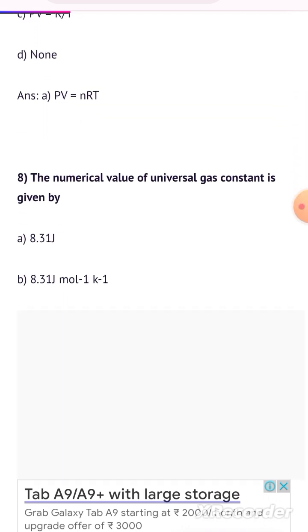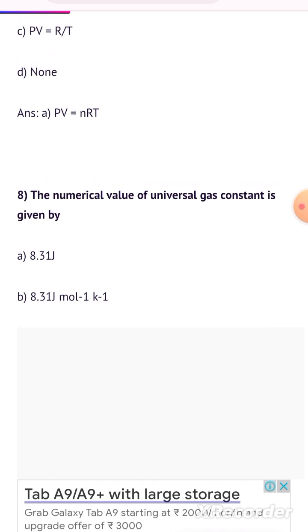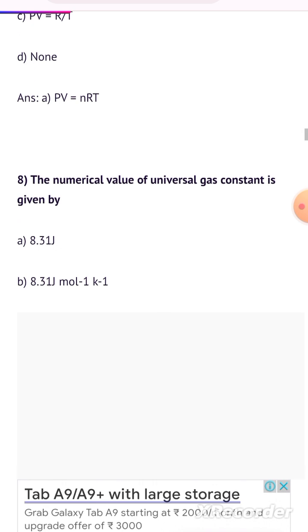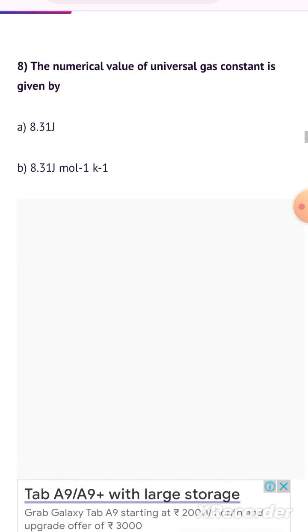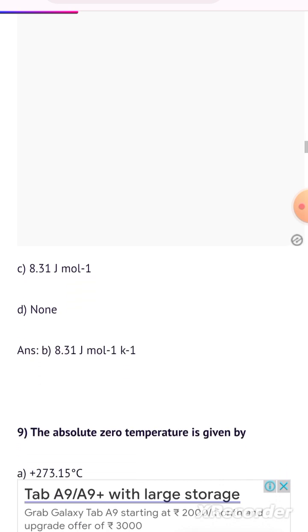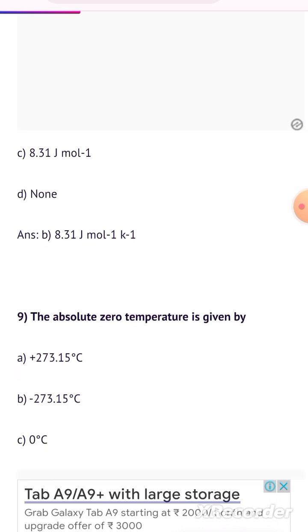The numerical value of universal gas constant is given by. So universal gas constant, which is represented by R, and which obviously is in the ideal gas equation. R has a value given by 8.31 joule, or B option 8.31 joule per mole per Kelvin, or 8.31 joule per mole, or none of the above. Clearly 8.31 joule per mole per Kelvin is the right answer. All right, question number 9.